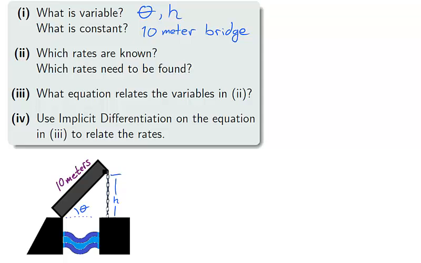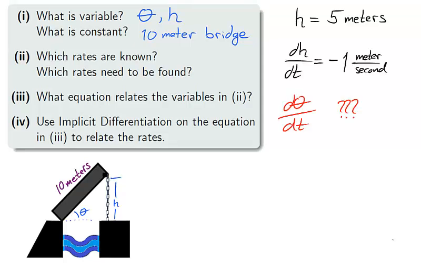Our second question, which rates are known and which rates need to be found? When h is equal to 5 meters, the rate dh over dt is -1 meters per second. So we have one rate that's known, dh over dt, and we have a second rate that needs to be found, d theta dt, the rate of change of theta with respect to time.